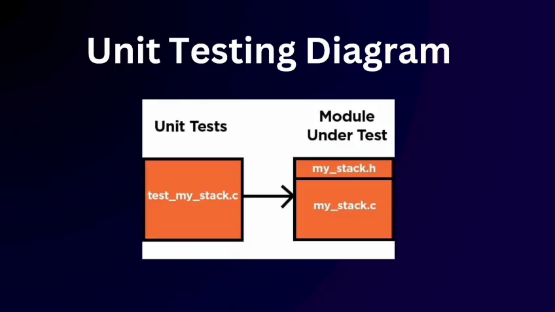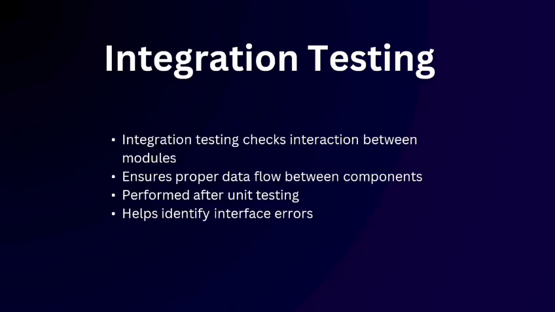In this diagram, we can see that each unit is tested separately. Each module works independently without depending on others. This makes it easy to find and fix errors quickly. So this diagram shows the concept of testing small parts individually before combining them. After unit testing, we move to integration testing.